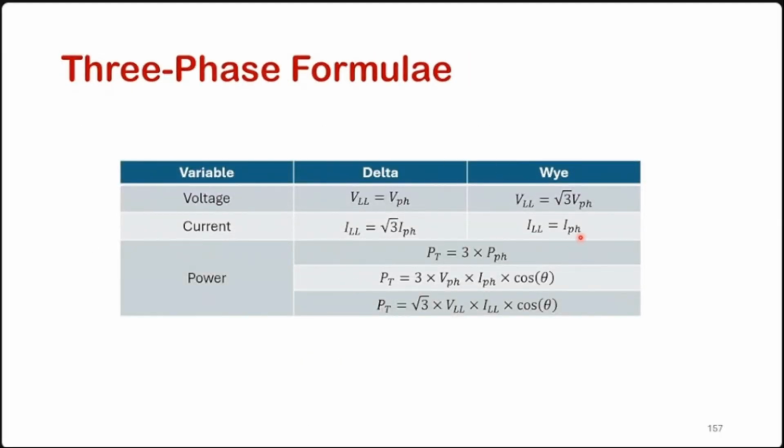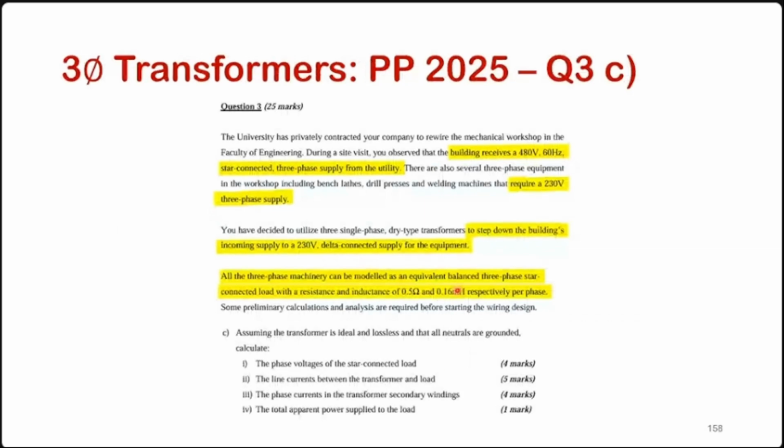Some three-phase formulas, so let's summarize the formulas here for you all. You can see that there. Since we're constrained on time, I'll just run through the calculations here, right? So this is the past paper 2025. They said that, let's say, you have a university factory engineering, blah blah blah. I want to look at the real thing they give me, not all those fluff things, right? So they say the building receives 480.